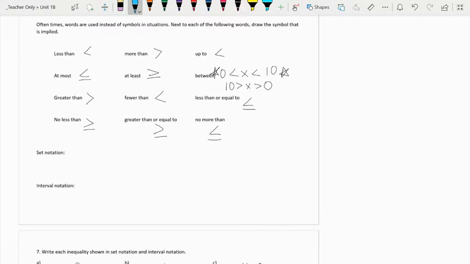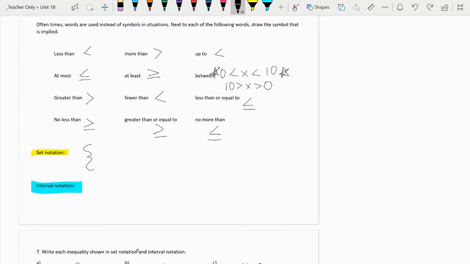Okay, so now here are the two big parts. We're talking about set notation and interval notation. Set notation is very specific. You're going to have these little squiggles, and you need to learn how to do them. I'm fine if you just do it like this, but it's not a parenthesis. I forgot what that's called. I'm going to figure it out. I'll tell you in person.